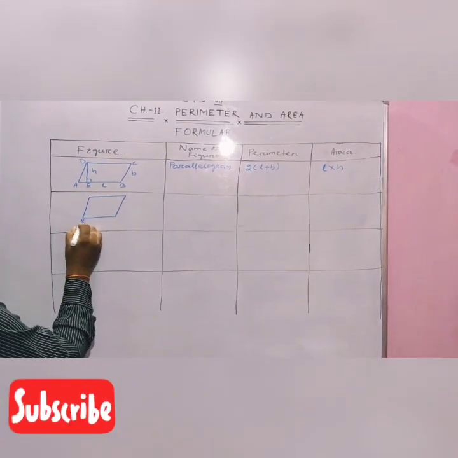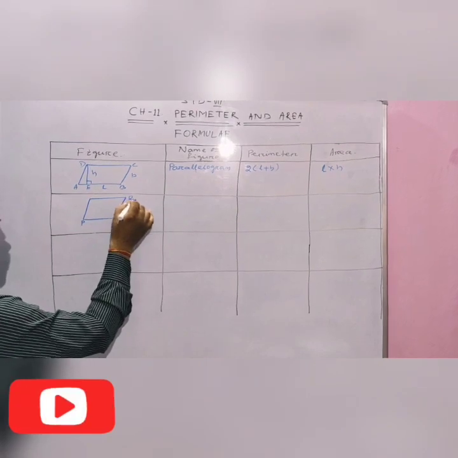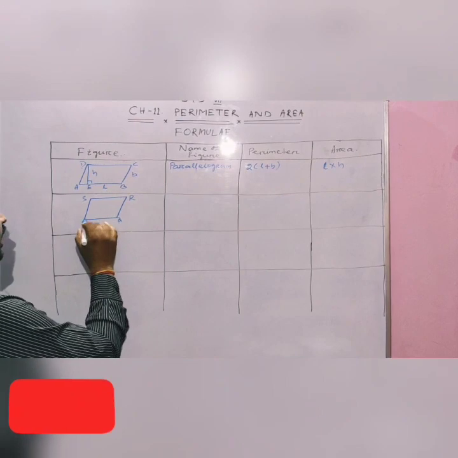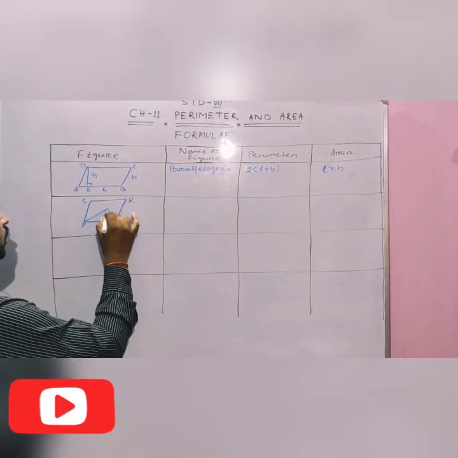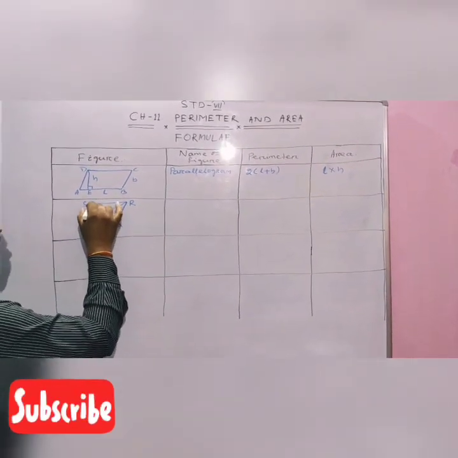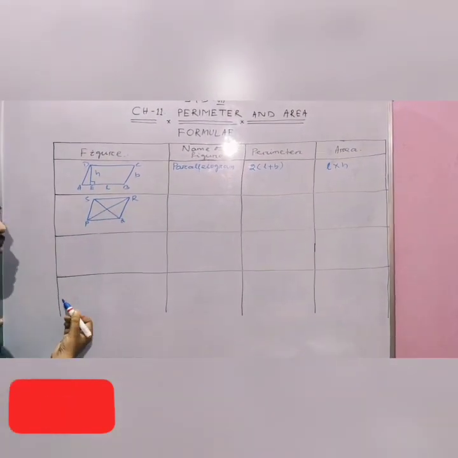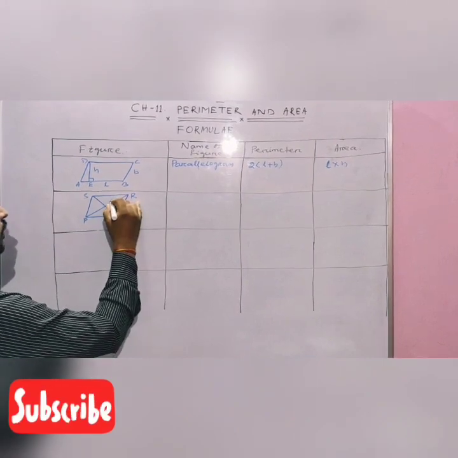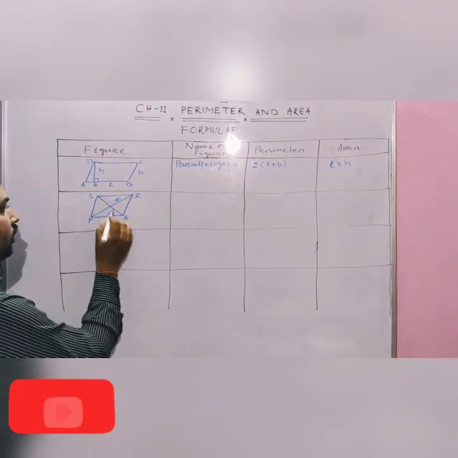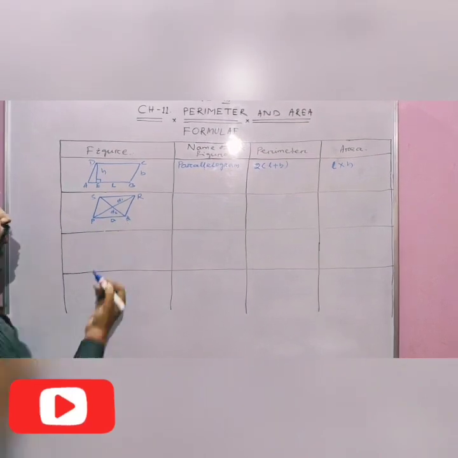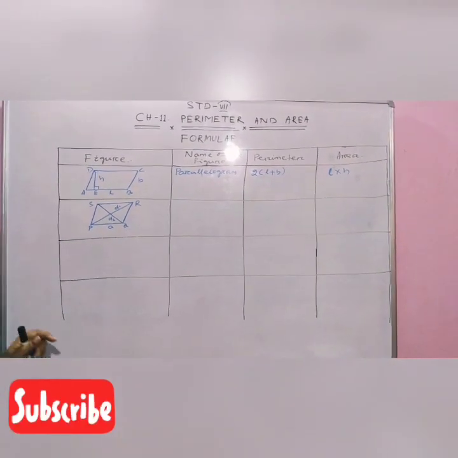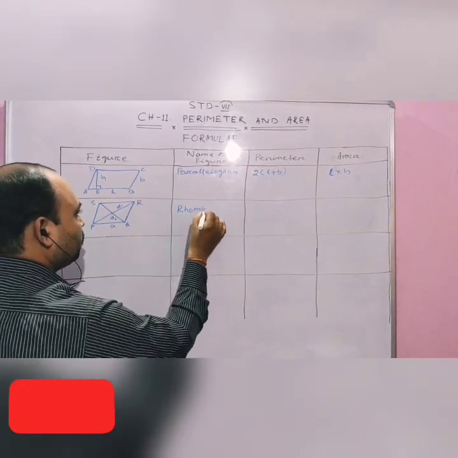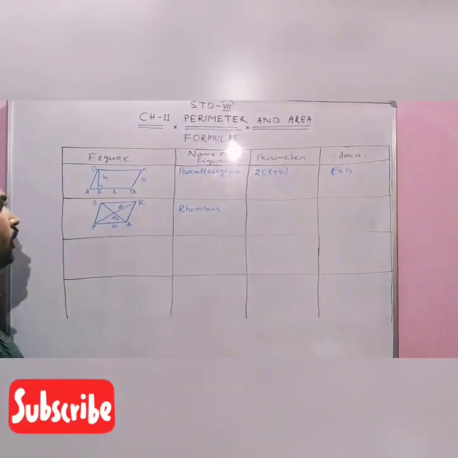Okay. So PQRS. Here I am drawing two diagonals. I am naming this diagonal D1, and this one D2. Okay. D1 and D2. The figure name is rhombus.